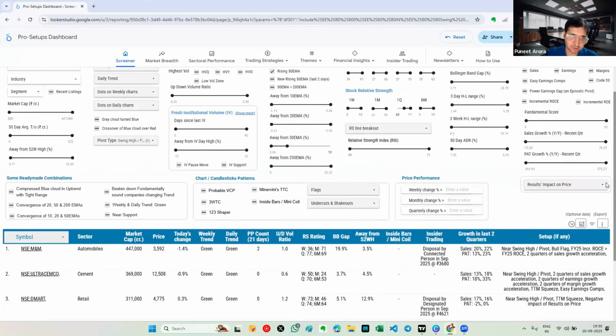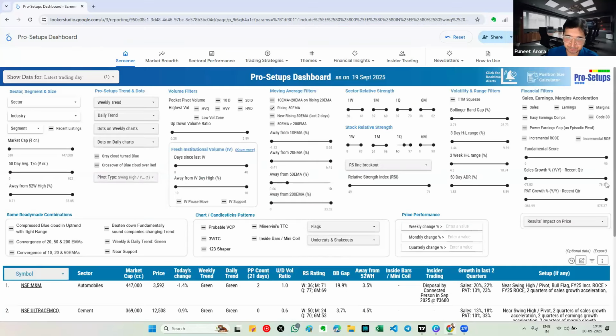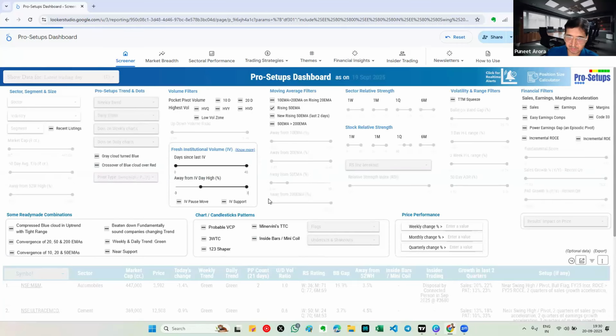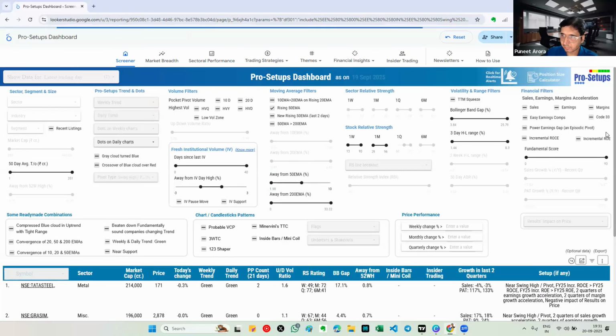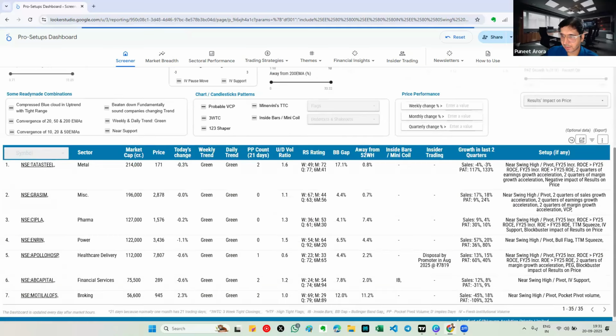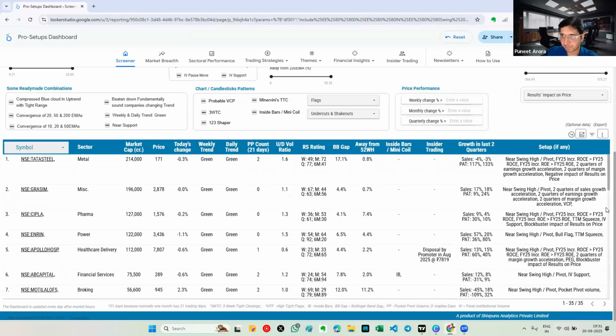Now, how to identify stocks that are near their IV day high? We have a filter for this, away from IV day high percentage. So let's say we want a stock to be either below the IV day high or not very far away from it. So we put -3 here and 3% here. So it will show us stocks which are between -3 to 3% of the IV day high level. The list gets reduced to 35 names, right?